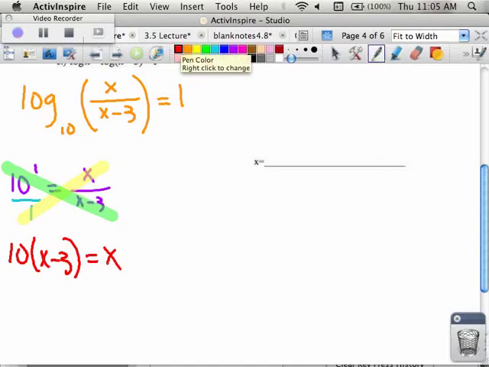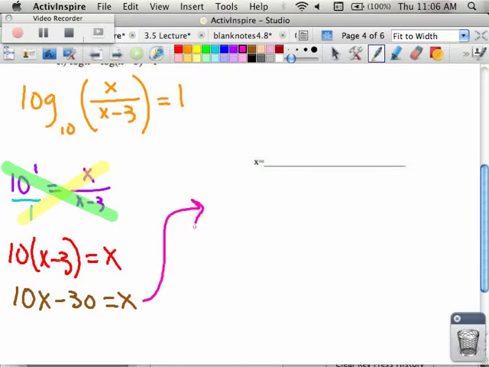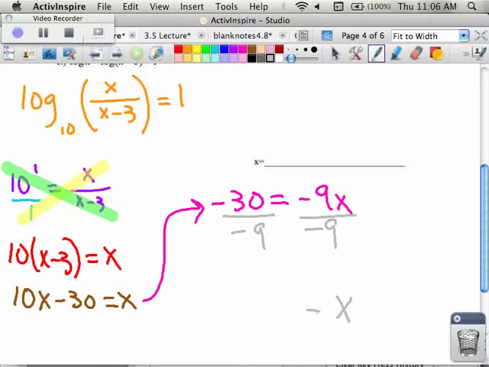On the left side, if I simplify that a little bit, I get 10x minus 30. And on the right side, I get just my x. And then I probably should move the x thing to the right side since all of my x's are over there anyways. So let me move my x's to the right. I get negative 30 equals negative 9x. And then I would divide, of course, both sides by negative 9. And I get x equals 10 thirds.